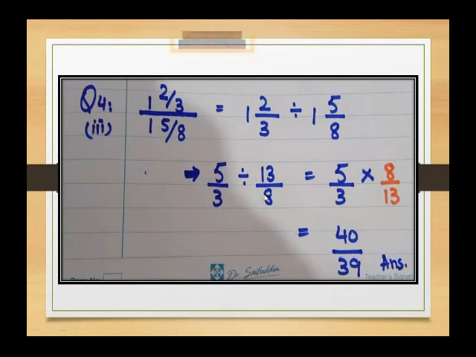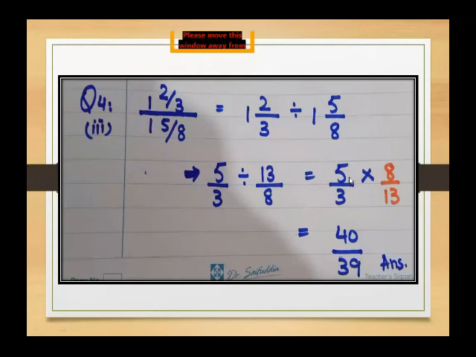Okay, now there is only one operation over here, that is divide, and as we all know how to solve division, we will convert this divide into multiply and take the reciprocal of this fraction. Now the question becomes 5 upon 3. We change divide to multiply, and take the reciprocal: 13 upon 8 becomes 8 upon 13. Now check, is any cancellation possible? 5, 13, no cancellation possible. Same as 3 and 8, no cancellation possible.